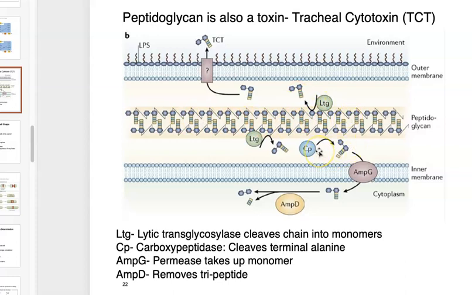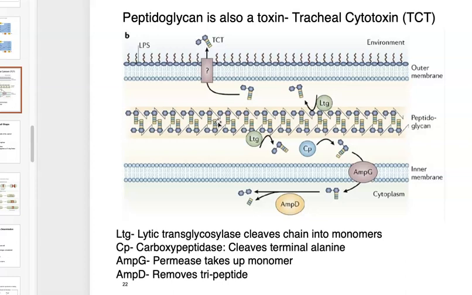A carboxypeptidase, CP, that you see here, cleaves the terminal alanine off, and then in this form, the peptidoglycan monomer with the tripeptide can be transported by AMP-G permease into the cytoplasm, and then AMP-D breaks that part off, and then this thing can be recycled. So the microbe can eat this, metabolize it, or just build it into fresh peptidoglycan and pump it back out and put it back into the chain.